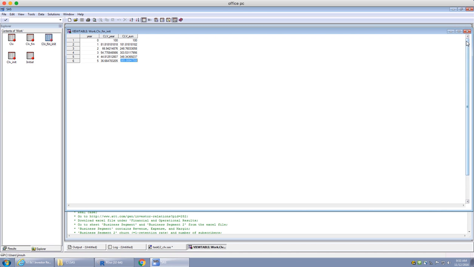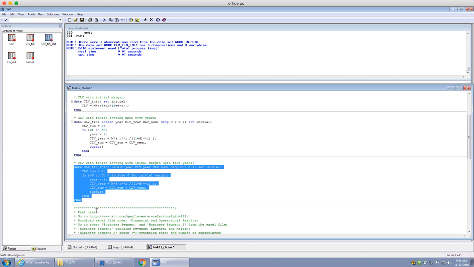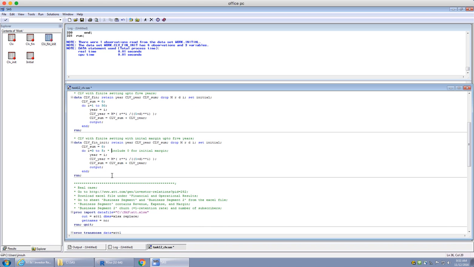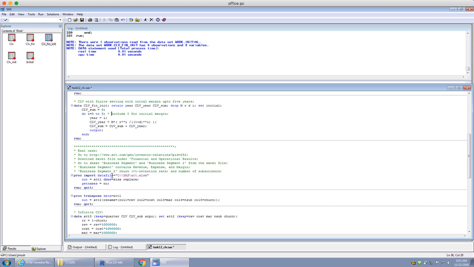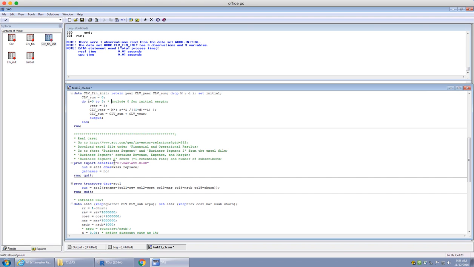So this formula calculates the CLV for the finite case with initial margin, and in this case, I set it up to 5 years, and obviously you can change this parameter to 20 years or 50 years and so on. So that was the part of running through basic CLV. Now let's look at a real business case. The previous example was pretty much a fabricated case that I made for myself, but let's look into a real business case and see what happens.